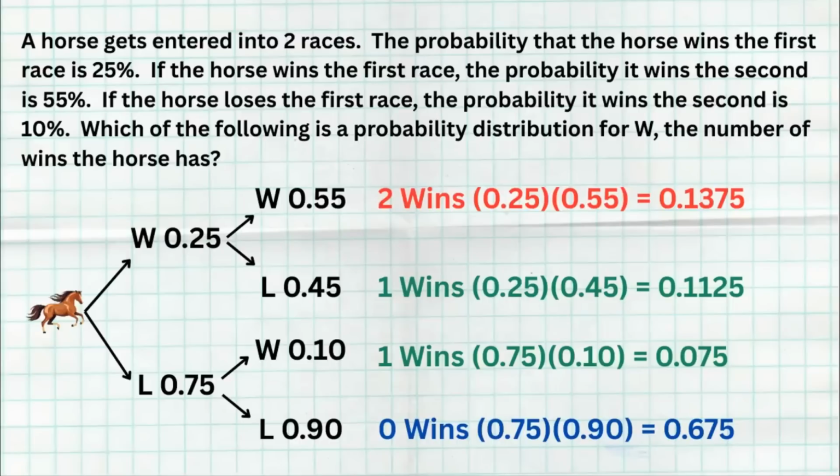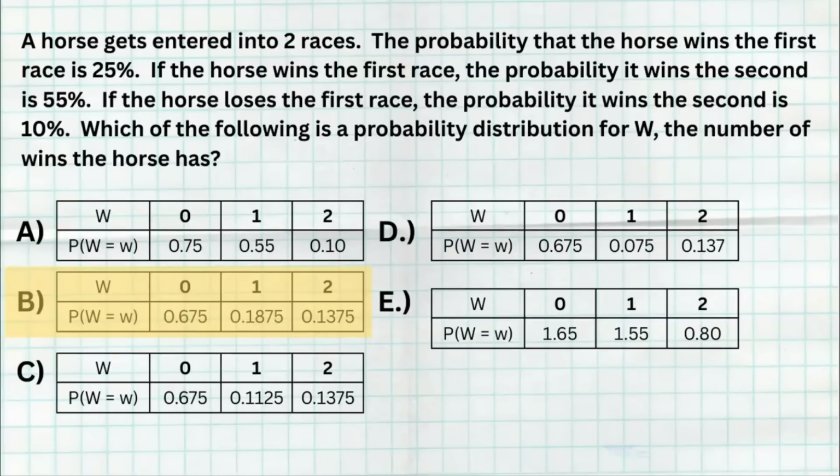Now, the middle 2 branches both result in 1 win. Win the first, lose the second, 0.25 times 0.45, or lose the first, win the second, 0.75 times 0.10. Now, because both of those end with winning 1 race, we would add those 2 results together to get the total probability of 1 win. Because again, it's one or the other. So we add those 2 probabilities together, 0.1125 plus 0.075 to get the 0.1875. And that is, of course, how we got that final answer of choice B.